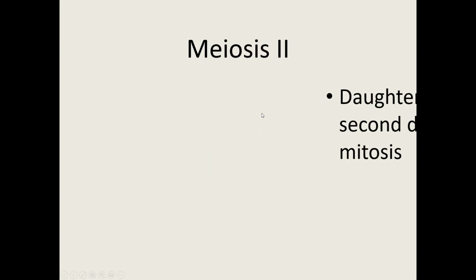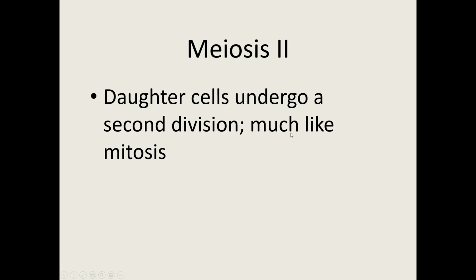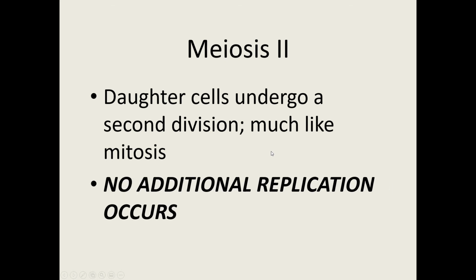Now in the second part of meiosis, those daughter cells are going to undergo a second division, so that each cell will end up with only half. There's not going to be an additional replication in this part, and that's important to notice. Remember, every cell that's made in meiosis is only going to have half the genetic information.